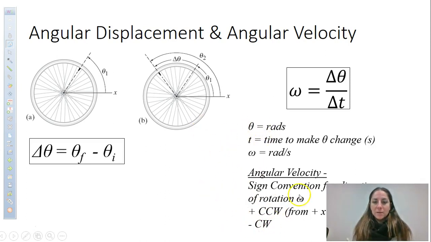So again, it's an angular velocity, which means we have a vector quantity. So direction is important.